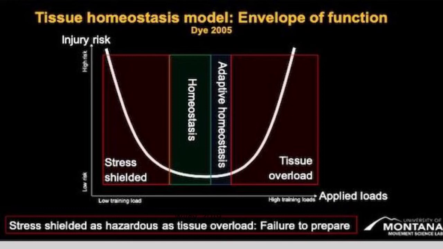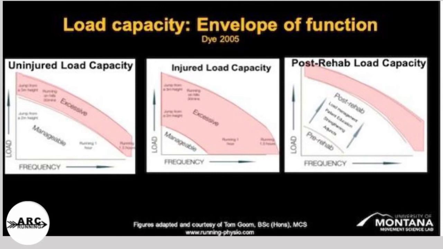We're just running through injuries. So in that blue little part of the graph, the adaptive homeostasis is when you stress the tissue a little bit more, and so it adapts. And with time, you should see this loading, the uninjured area should get bigger and bigger. Another way to look at it is also by Dye 2005.